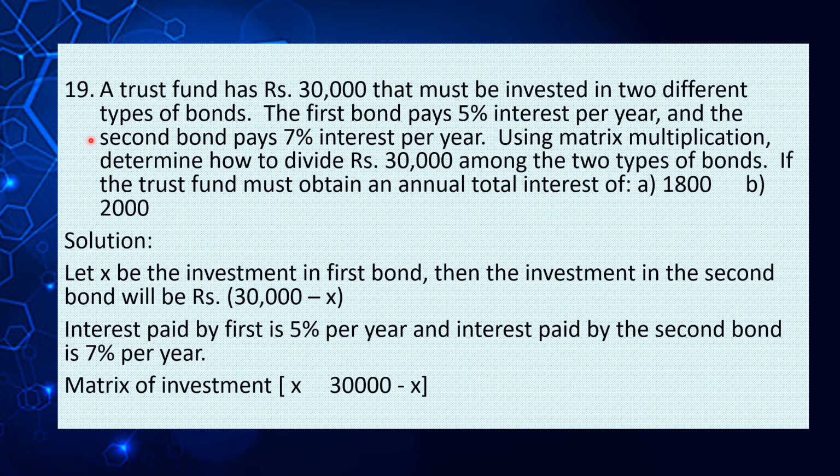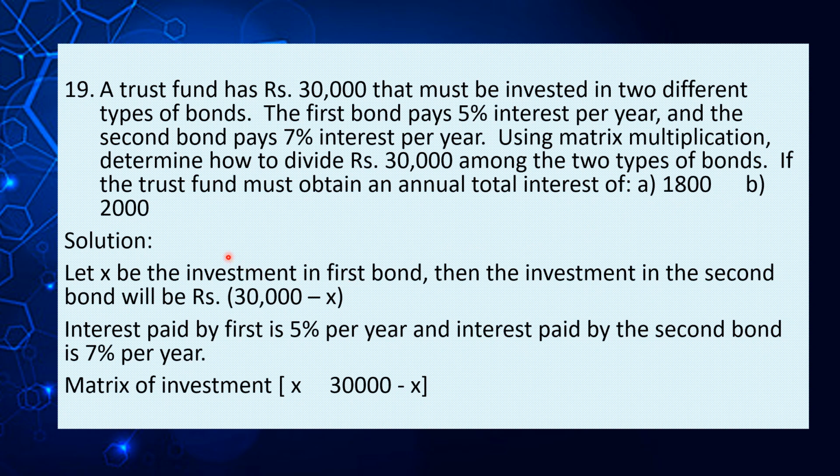Now let's see the 19th question. The 19th question is, a trust fund has rupees 30,000 that must be invested in two different types of bonds. The first bond pays 5% interest per year and the second bond pays 7% interest per year. Using matrix multiplication, determine how to divide rupees 30,000 among the two types of bonds, if the trust fund must obtain an annual total interest of first part 1,800 and second part 2,000.